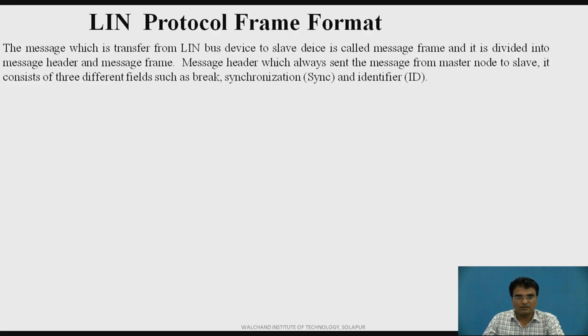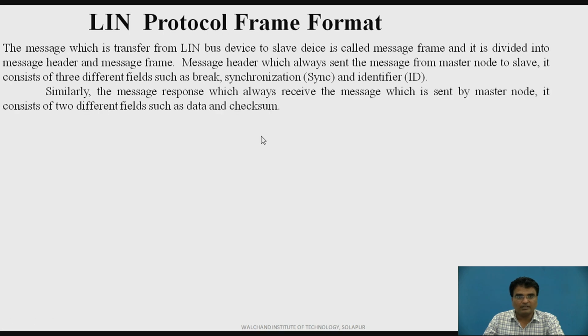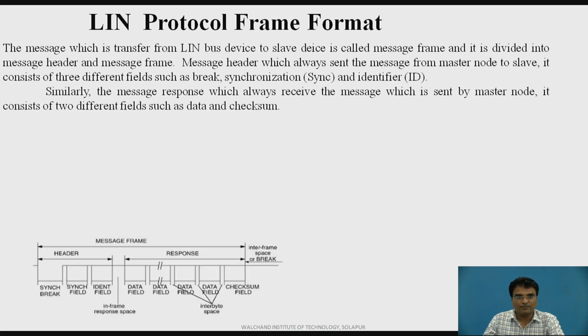LIN protocol frame format. The message which is transferred from the LIN bus device to the slave device is called a message frame, and it is divided into the message header and message response. The message header, which always sends the message from the master node to the slave, consists of three different fields such as break, synchronization and identifier. Similarly, the message response, which always receives the message sent by the master node, consists of two different fields such as data and checksum.